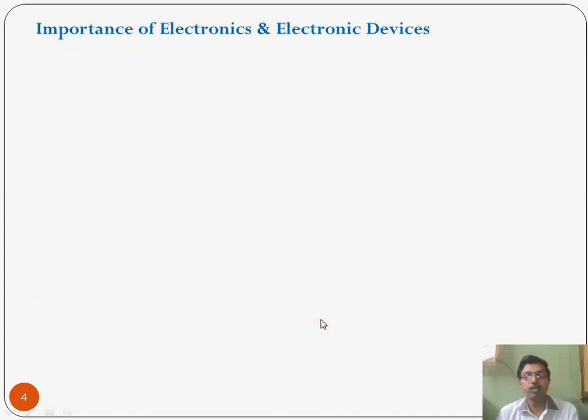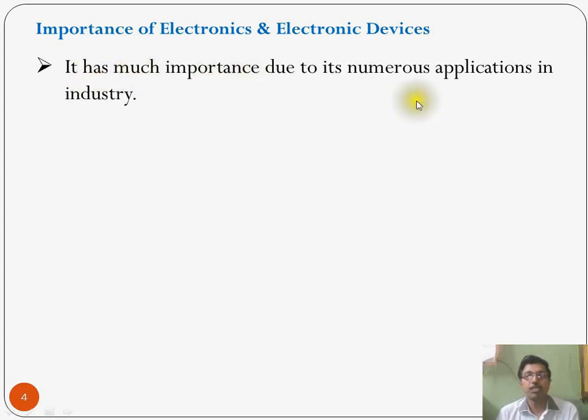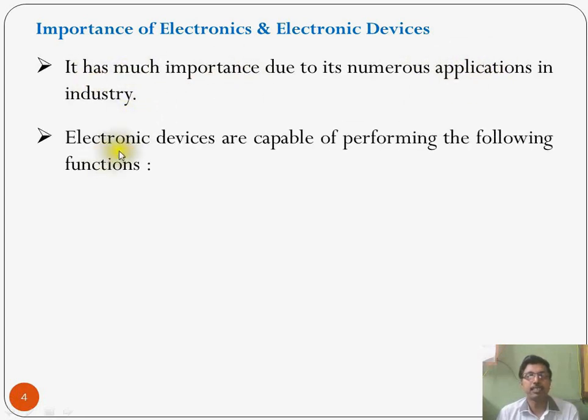These electronics and electronic devices have much importance in industries and various applications throughout the world. They have much importance due to their numerous applications in industries, and these electronic devices are capable of performing the following functions. Now we are going to see a few functions which can cover the entire capabilities of electronic devices. Number 1, rectification. Do you know what is rectification? Rectification is the process of converting AC into DC.